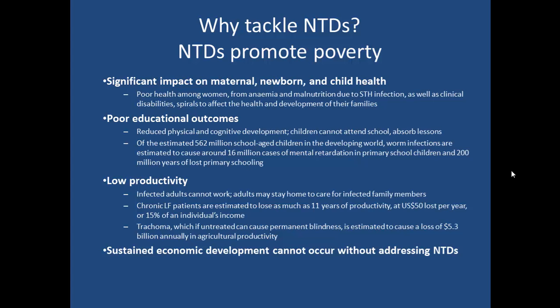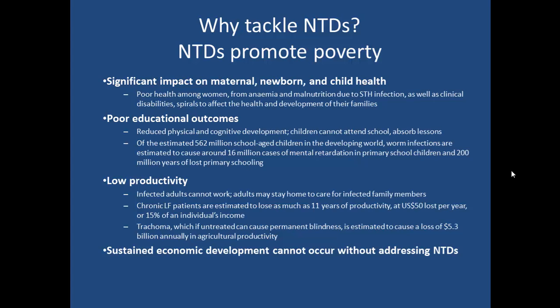It's a blinding disease, which if left untreated can cause permanent blindness. It's estimated to cause a loss of about $5.3 billion annually in agricultural productivity throughout the world. So it's a significant amount of money. $5.3 billion is the GDP of several of the small countries in Africa. So I mean, just treating trachoma alone could be a major help to economic stability within the region. Sustained economic development cannot occur without addressing NTDs.